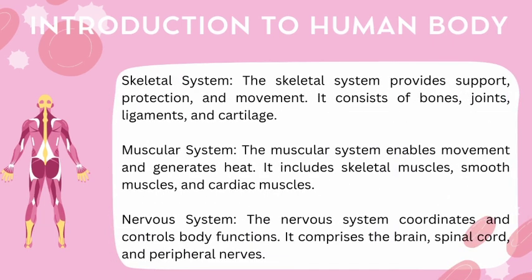First, skeletal system. The skeletal system provides support, protection, and movement. It consists of bones, joints, ligaments, and cartilage. Second, muscular system. The muscular system enables movement and generates heat. It includes skeletal muscles, smooth muscles, and cardiac muscles. Third, nervous system. The nervous system coordinates and controls body functions. It comprises the brain, spinal cord, and peripheral nerves.